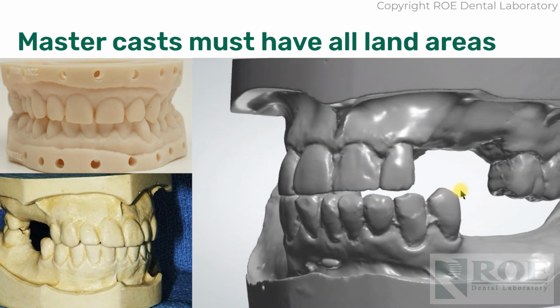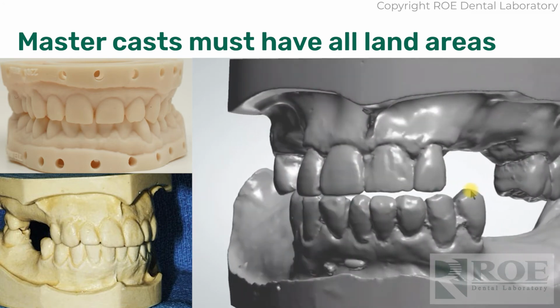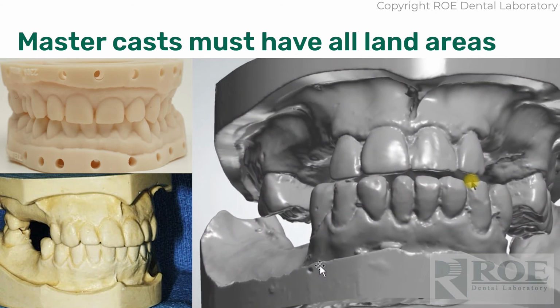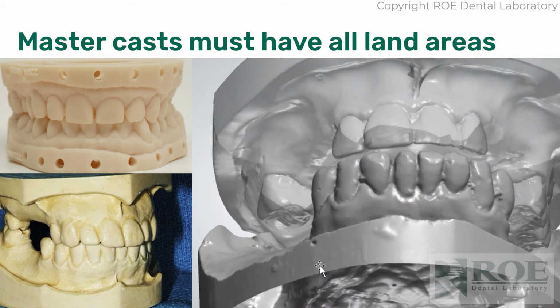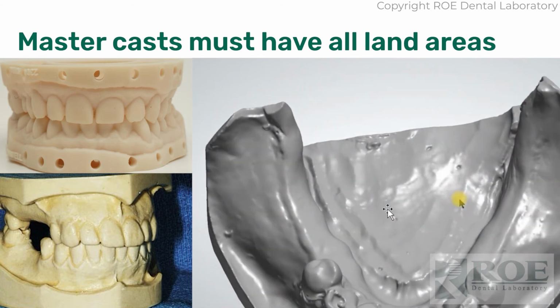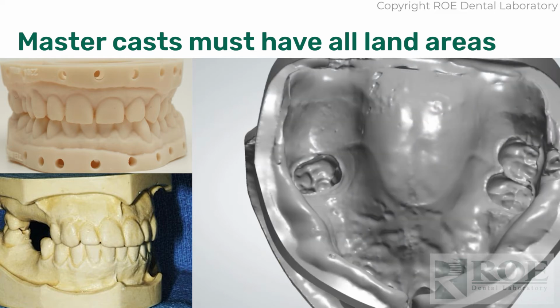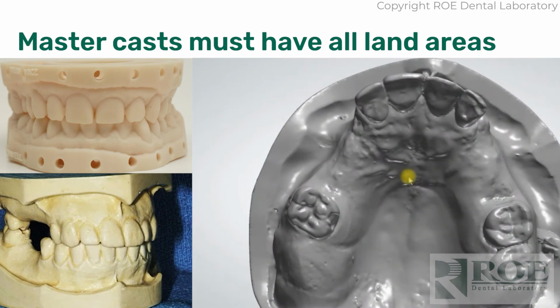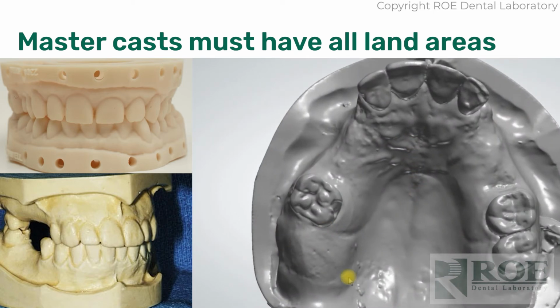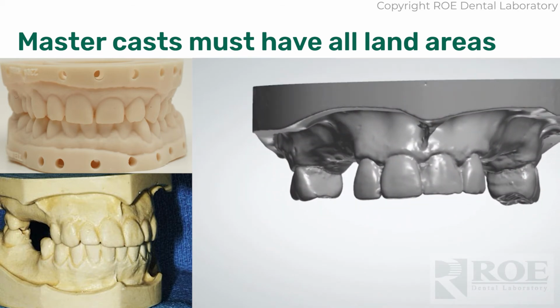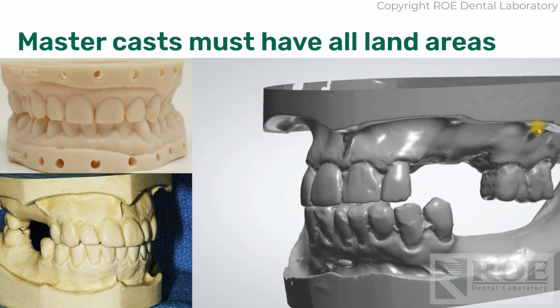Here's just a little example of an STL file that was sent in recently. And all of the land areas, you can see the full vestibule, the full roll on a single arch, or on Chrome. The pin guide often goes down into the vestibule, and we don't want to have to guess how deep the vestibule is. And we also, on the maxillary, want to make sure you capture the full palate, so that if you want to order a backup denture, we can fabricate one that is just right for the case. So all the land areas.